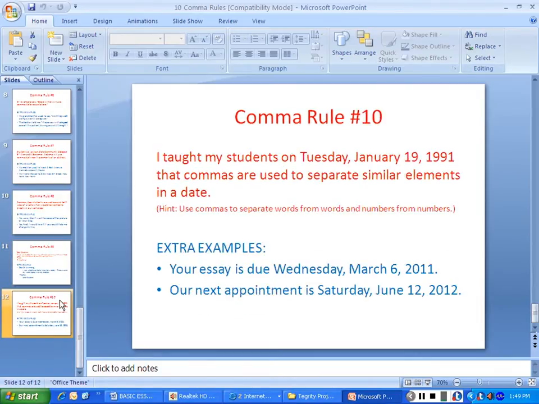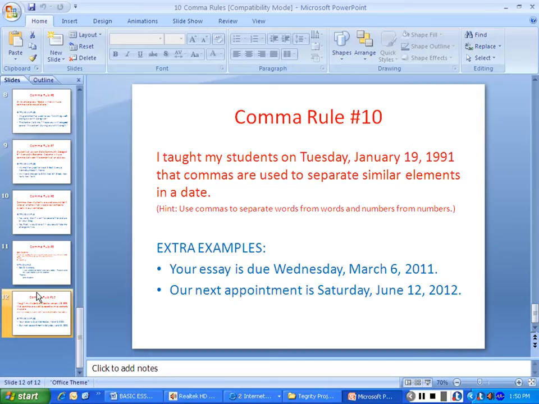Comma rule number 10. I taught my students on Tuesday, January 19th, 1991, that commas are used to separate similar elements in a date. Here's an important hint. We use commas to separate the words from other words and numbers from other numbers. We don't need commas between the words and the numbers. In other words, we separate Tuesday from January, and we separate 19 from 1991, but we don't need a comma to separate January and 19. This is because no one is likely to think that 19 is part of the word January, but if we had the numbers 191991 all together, things could get a little confusing.